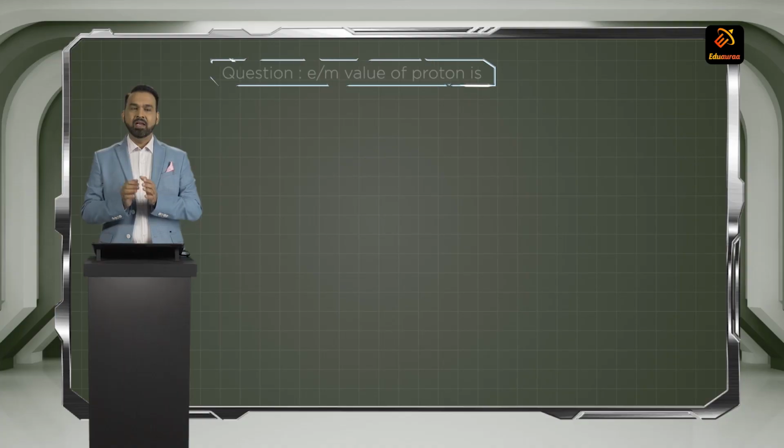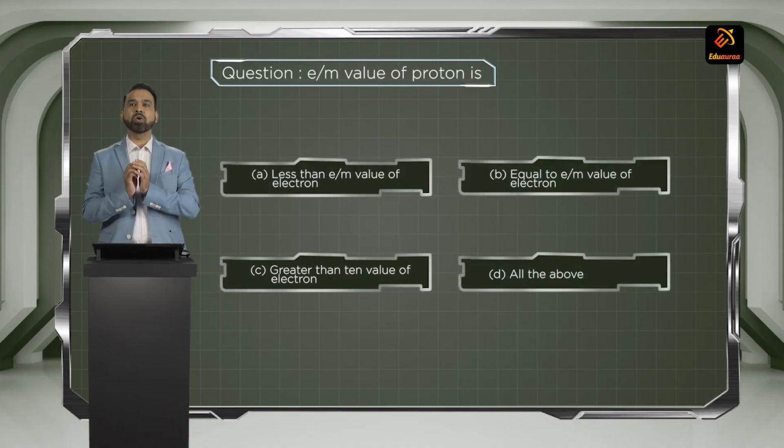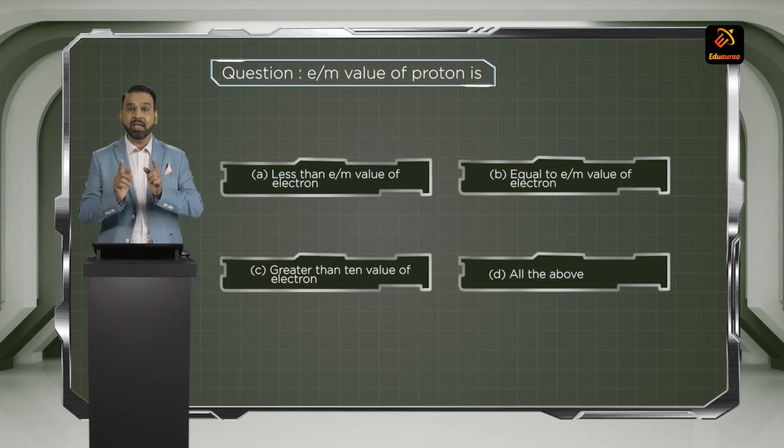Next question. The e/m value of a proton is. The e/m value, that is the charge to mass ratio for a proton, is less than the e/m value of an electron. Yes. Why? Because the mass of a proton is greater than that of an electron, even though the charge is of the same magnitude. So the ratio will be less. Yes, it will be less. Moving to the next question.